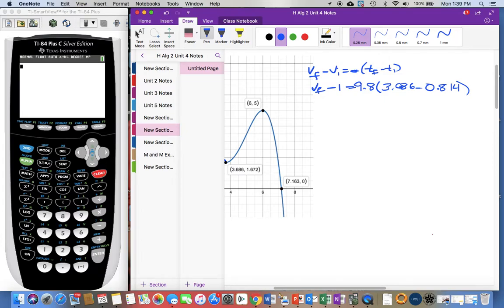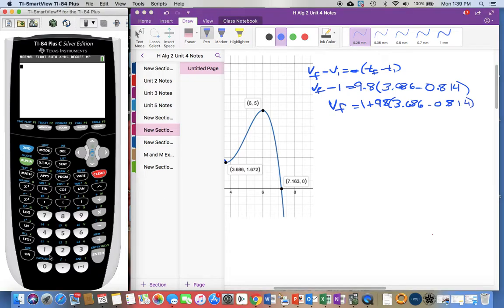To get final velocity by itself, I'm just going to add the 1 to each side, so final velocity equals 1 plus everything else that's up there, so 9.8, parentheses 3.686 minus 0.814. Then that's what I type into my calculator: I'm going to take 1 plus 9.8 multiplied by, in parentheses, 3.686 minus 0.814. That tells me that my final velocity, at least right now, is about 29.15 meters per second.